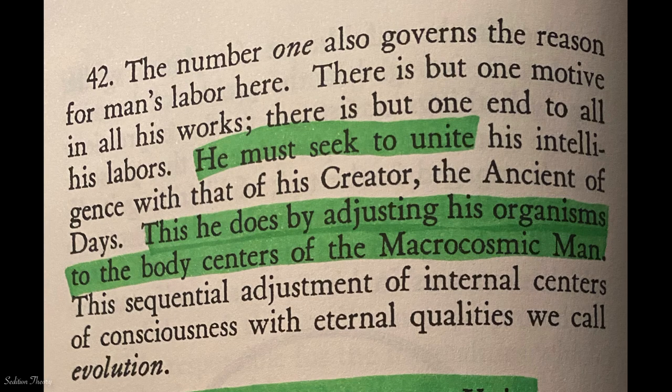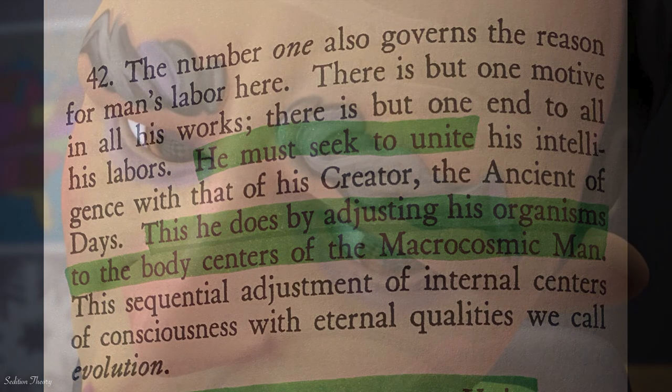The number 1 also governs the reason for man's labor here. There is but one motive in all his works. There is but one end to all his labors. He must seek to unite his intelligence with that of his creator, the Ancient of Days. This he does by adjusting his organisms to the body centers of the macrocosmic man. This sequential adjustment of internal centers of consciousness with eternal qualities we call evolution.